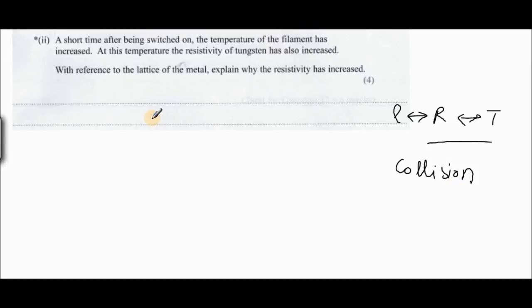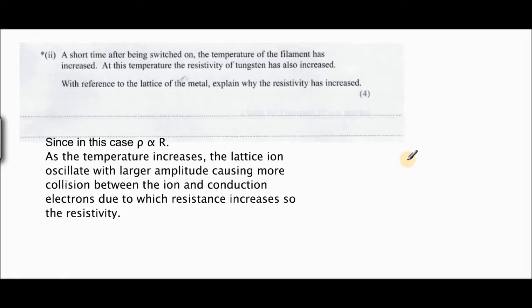As electrons move through the conductor, the electrons collide with the ions, and due to this collision, temperature increases. Temperature increases, causing an increase in the resistance. That's how we explain. Since resistivity is proportional to the resistance, as the temperature increases, the lattice ions oscillate with larger amplitude, causing more collisions between ions and conduction electrons, due to which resistance increases. So the resistivity increases.